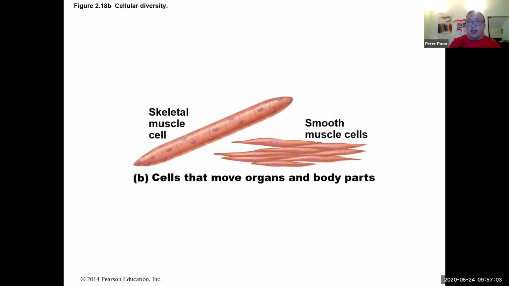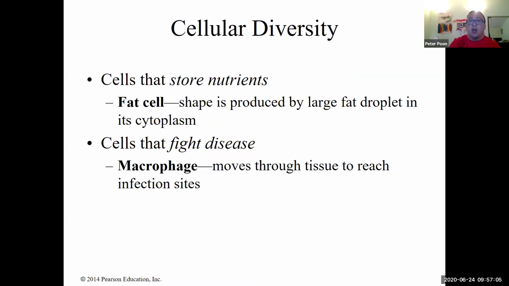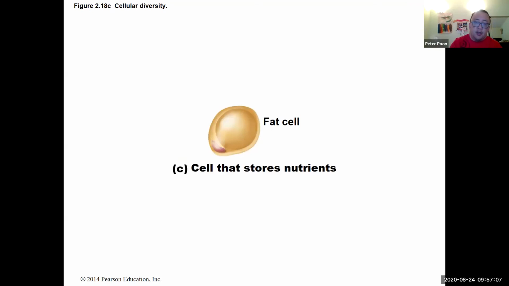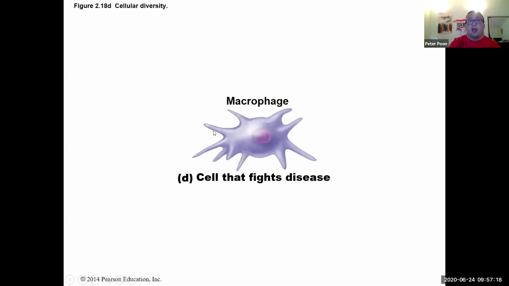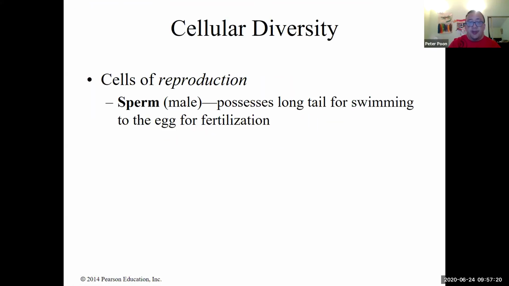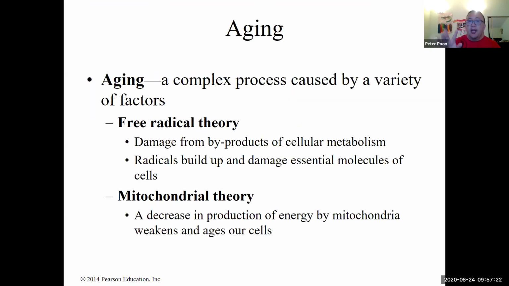Okay, and you see muscle cells are long, fat cells are just, this is a fat cell, so literally this is the nucleus and this is the fat. Okay, and that's it. There's nothing else to that cell. Okay, so we'll skip the rest of this. Okay, we'll skip the aging process thing.